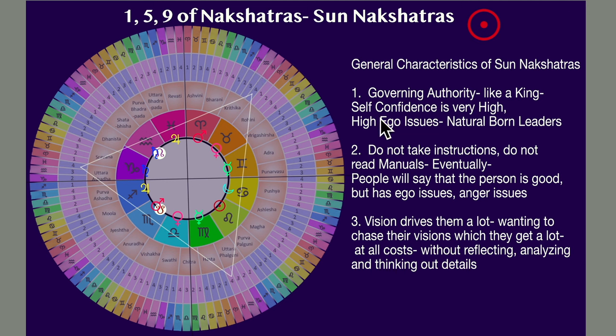They have very high ego, lots of ego issues. Both Sun and Mars Nakshatras have this in common. We shall come to Mars later. High ego. They are natural born leaders. They do not take instructions very well. They do not read manuals properly. They are not detail oriented people. So detail is not a part of their strength.